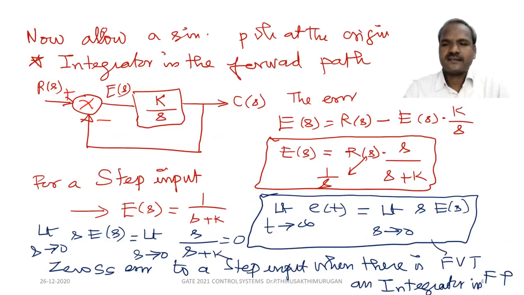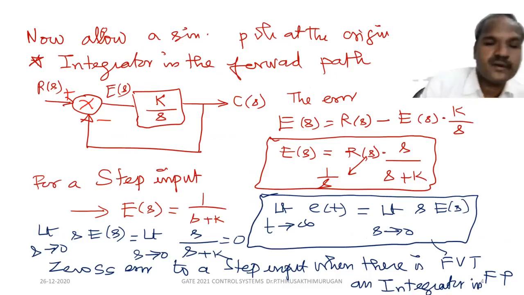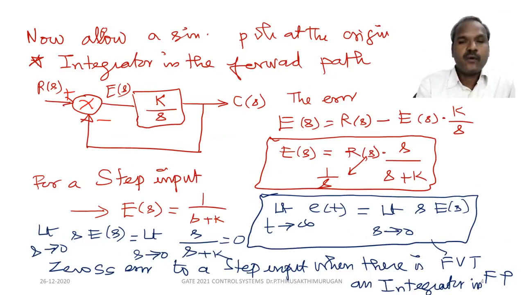So now let us allow a simple pole, a simple pole at the origin, that is, an integrator in the forward path. Let us have a single pole at the origin. So K by S is the pole at the origin. So C of S equal to E of S into K by S. From the unity gain block diagram, E of S equal to R of S minus E of S into K by S.